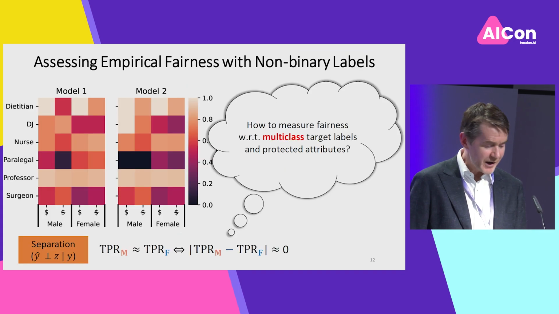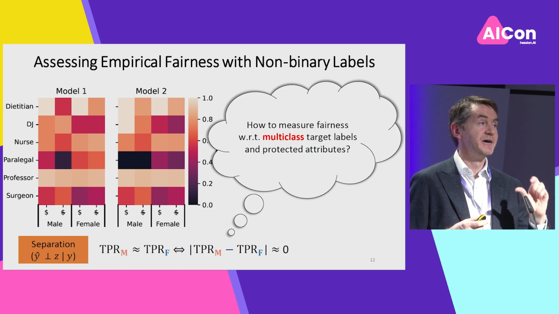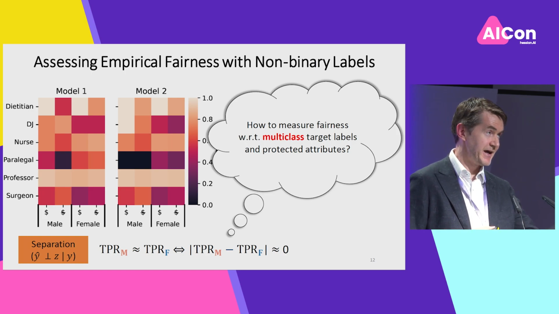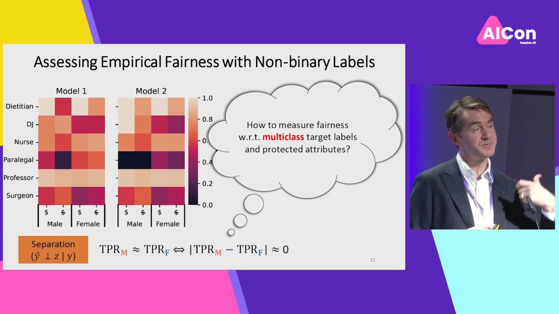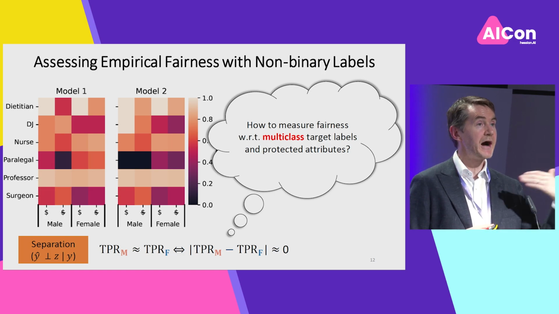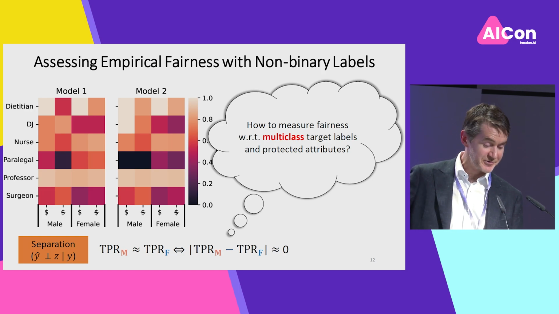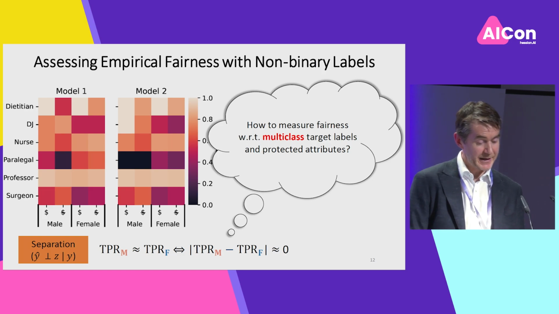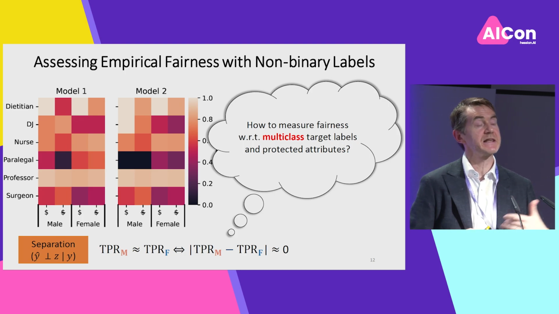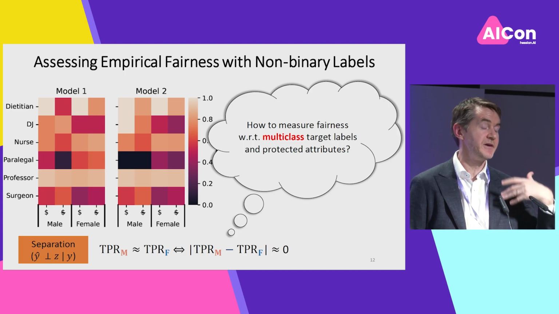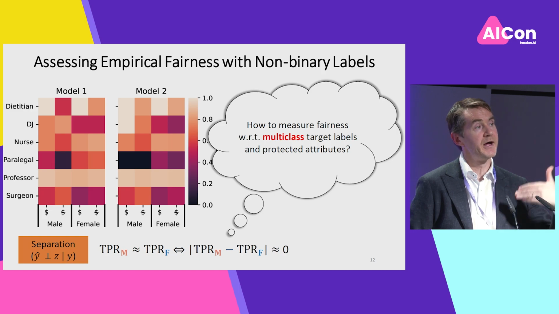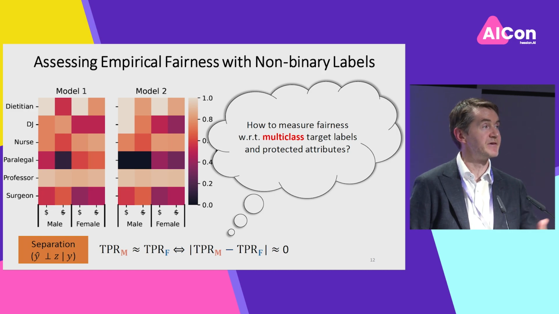Okay, but what happens if I go to multi-class tasks and multiple protected attributes, or higher arity protected attributes? So if I were to task you with comparing two actual models, Model 1 and Model 2 here, this is a profession classification task. I've got a self-authored biography for someone who's advertising themselves on LinkedIn, say, and are they a dietitian or a DJ or whatever?